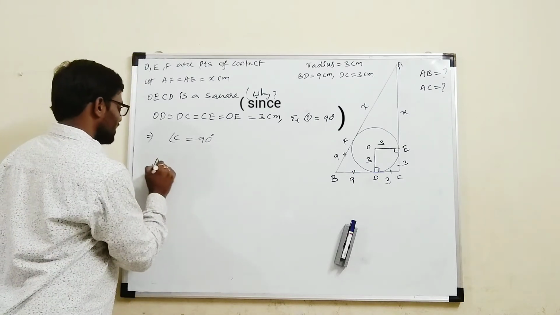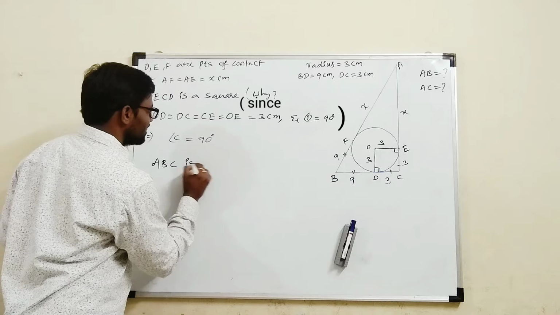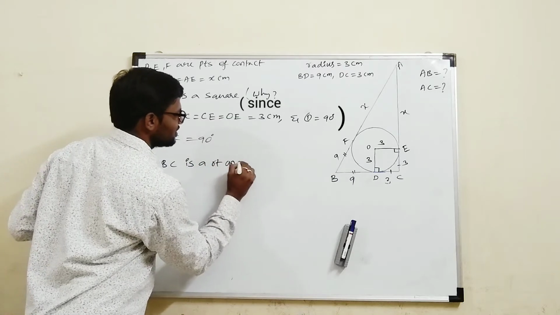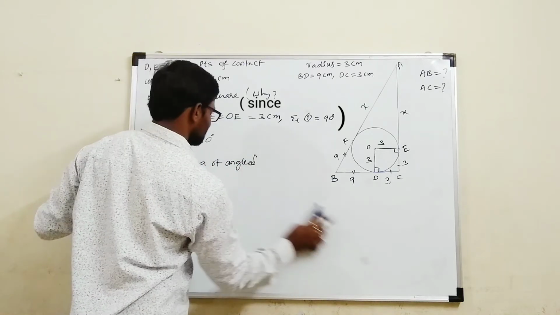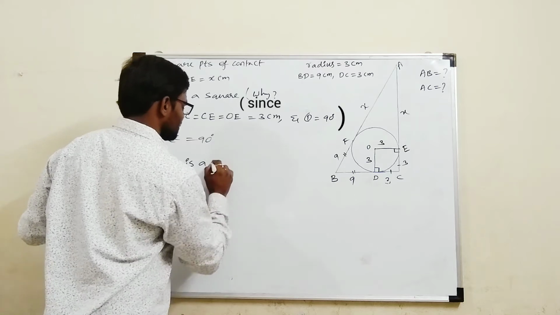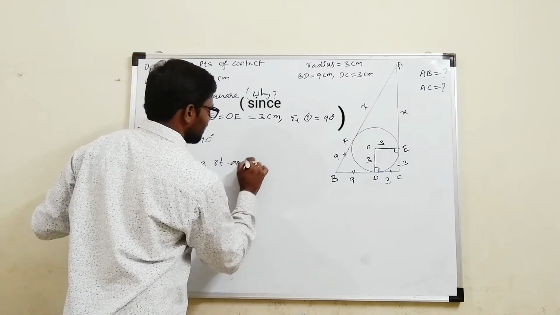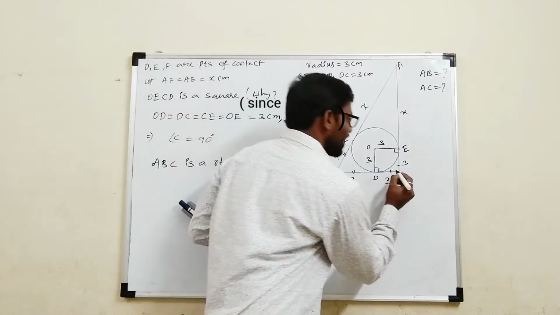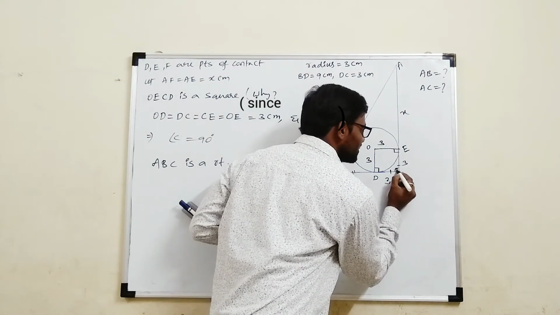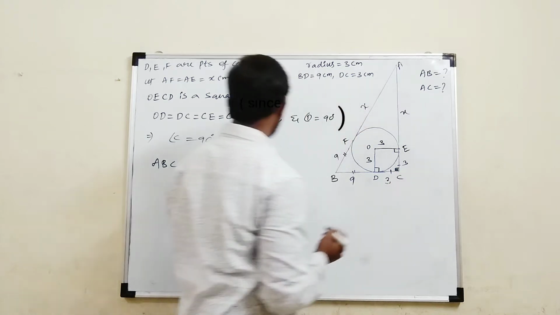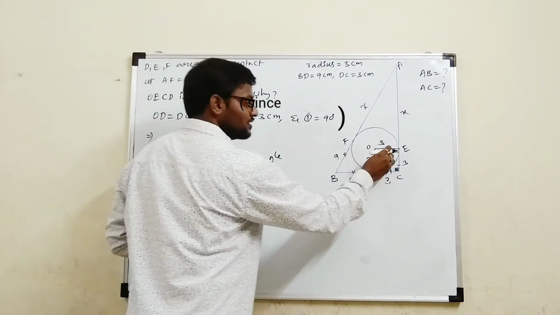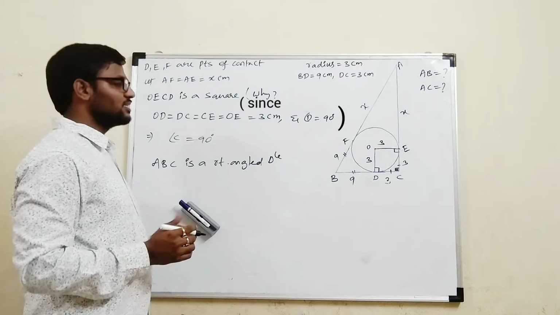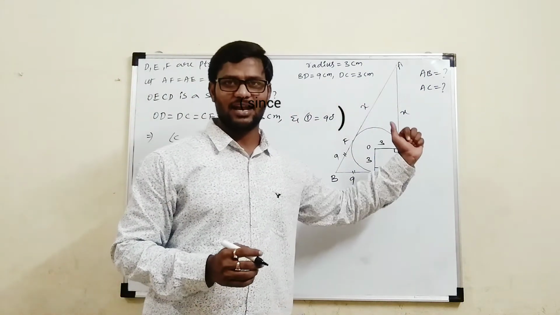Now, ABC is a right angle triangle. Why? Because angle C we got as 90 degrees. First I proved this is a square, so angle C is also 90 degrees. So ABC is a right angle triangle.